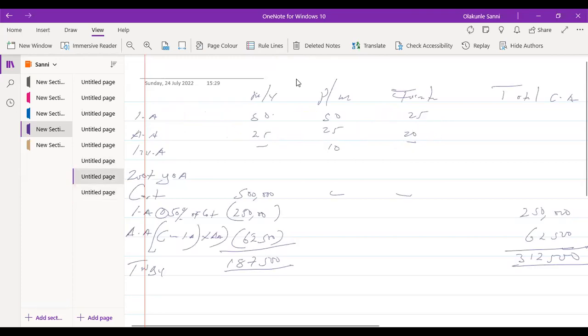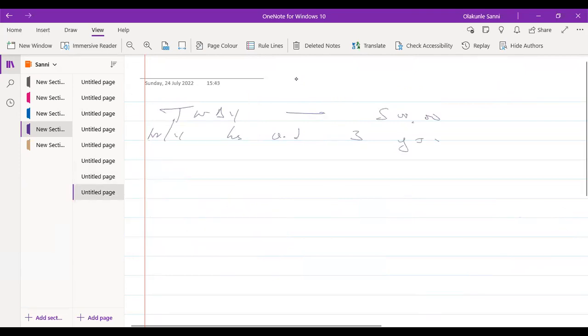For every motor vehicle, how many years is the lifespan? The motor vehicle is 4 years, 100 divided by 25. How many years are remaining? If it has already been used for 3 years, it remains 1 year. That means you are only charging capital allowance for the remaining 1 year.